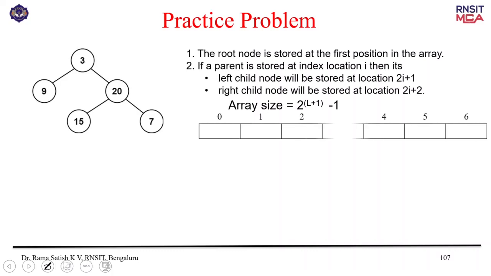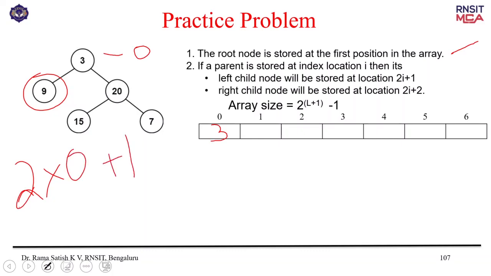Okay, done. The array is created. Now the next thing is, for the first element, you have to follow the rule. The first node, that is root, is stored in the first position. So 3 is stored, according to the first rule. Now 9, you have to store, is a left child. So 2i plus 1, where i is the position of the parent. Parent position is 0. 2 into 0 plus 1, so this is 0, 0 plus 1 is 1. So this is the position where 9 is stored.